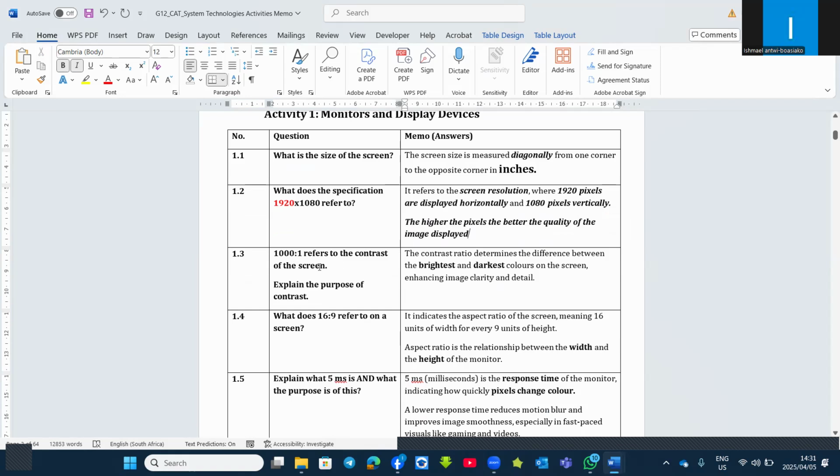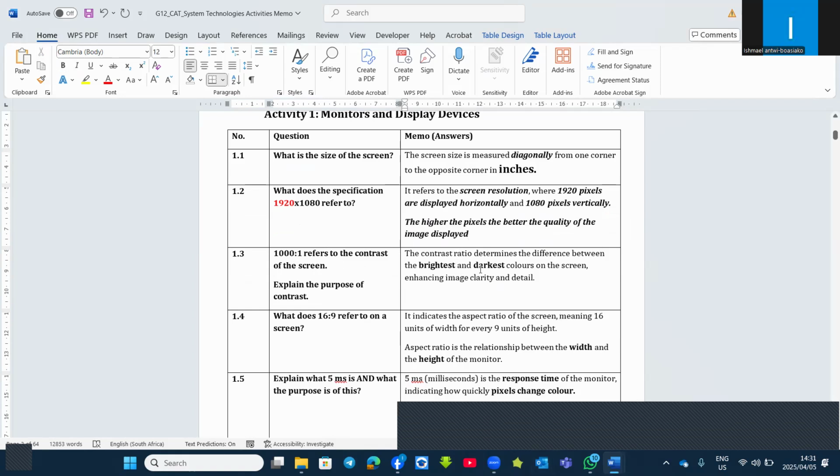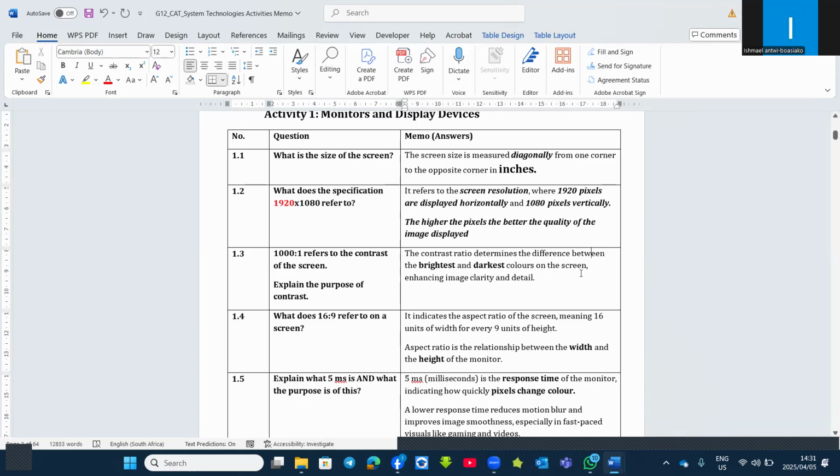Right. And then also 1000:1 refers to the contrast of the screen. Now, what do you mean by the contrast ratio? Explain the purpose of the contrast ratio. The contrast ratio determines the difference between the brightest and the darkest colors of the screen. The relationship or the difference between the brightest and the darkest colors on the screen is called the contrast ratio. It also affects the quality of the images displayed.